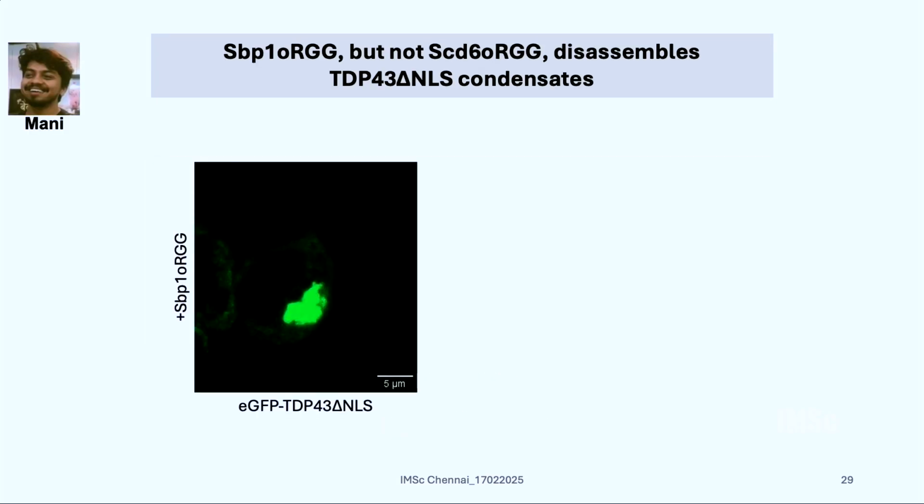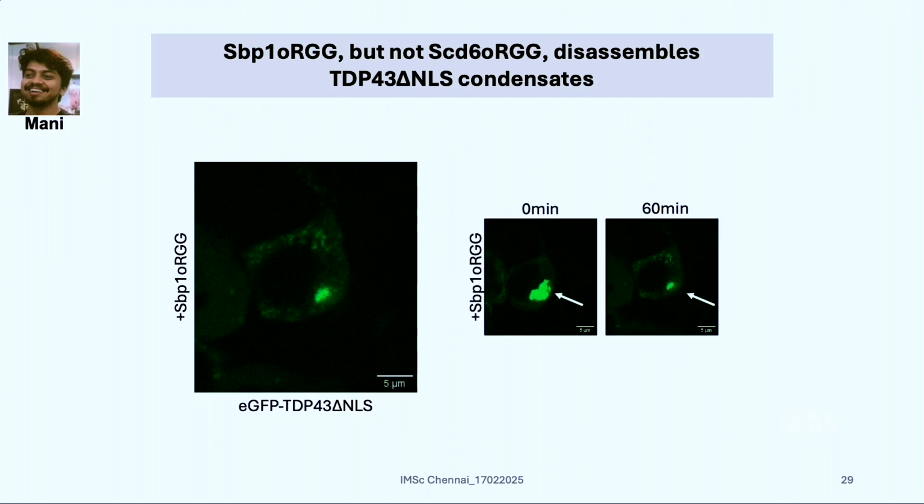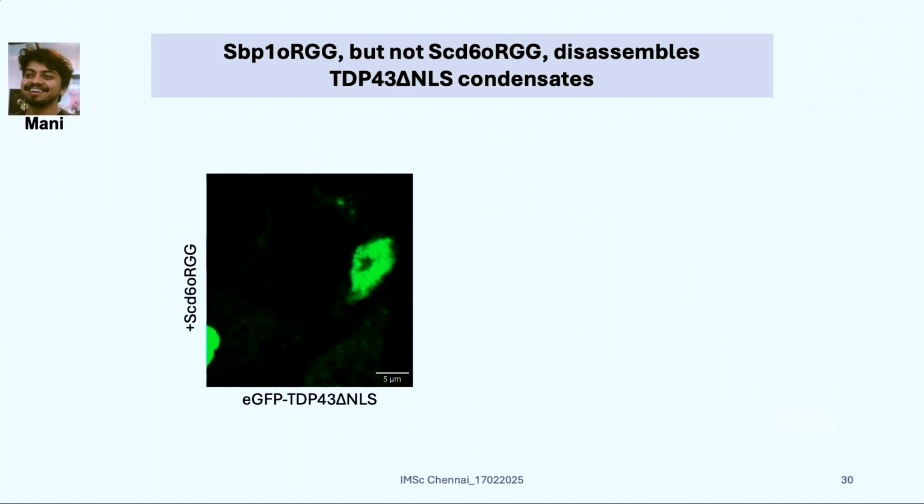This is a TDP43 mutant lacking the nuclear localization sequence. You incubate it with the RGG sequence, and you look at it over a period of time, and what you see is a reduction in the size of this condensate. This was the 0-minute time point. This is what happens at the 60-minute time point. This is just adding the peptide to the media. You take a related RGG motif sequence, which is coming from another protein known as SCD6.